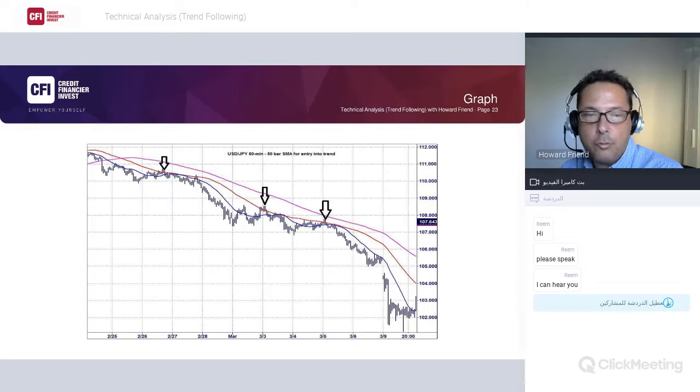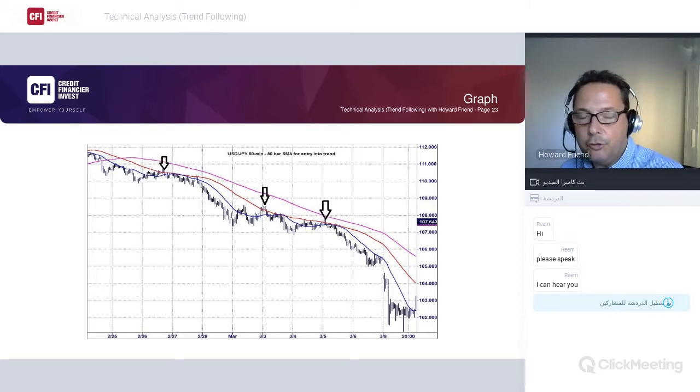So a swing trader is, first of all, determining the trend is down, waiting for the pullback up to the moving average, waiting for a bearish reversal pattern, then entering with a tight stop over the corrective high, looking for new lows.